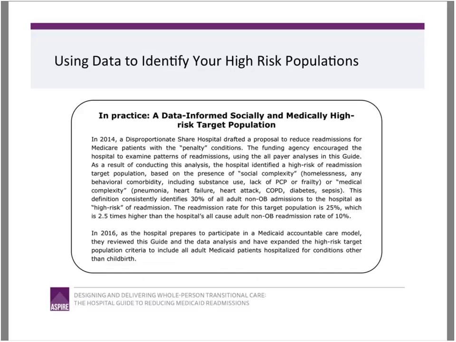Using this definition, they have been using this for the past year, and they find that fully 30% of all of their adult admissions to the hospital have either, quote, social complexity or, quote, medical complexity as defined here in their definitions. So 30% of their admissions are high risk, and the high risk group has a readmission rate of 25%, which is very nicely differentiated from all of the other not high risk admissions, which has a readmission rate of 10%.